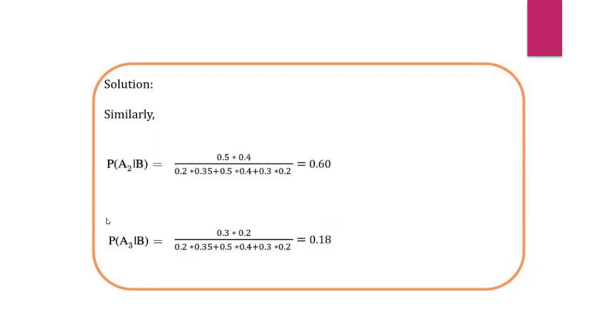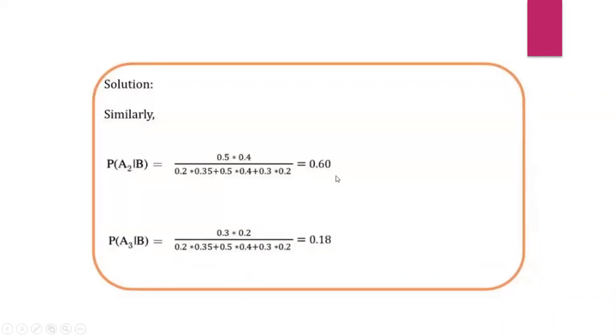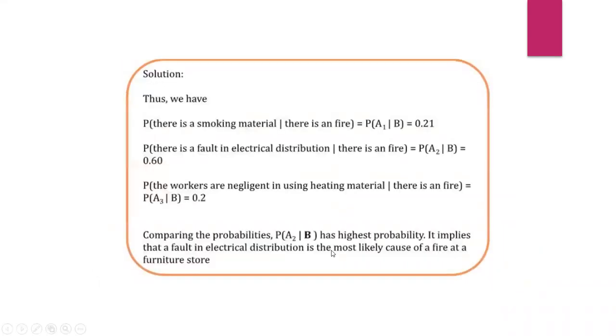So the probability of A1 given B is 0.21. A2 given B is 0.6. A3 given B is 0.18, right? 0.18, if you round it off, is actually 0.2. Now, in which case is the probability the highest? Exactly here, right? The probability that there is a fault in electrical distribution, given that there is a fire, has the highest probability.